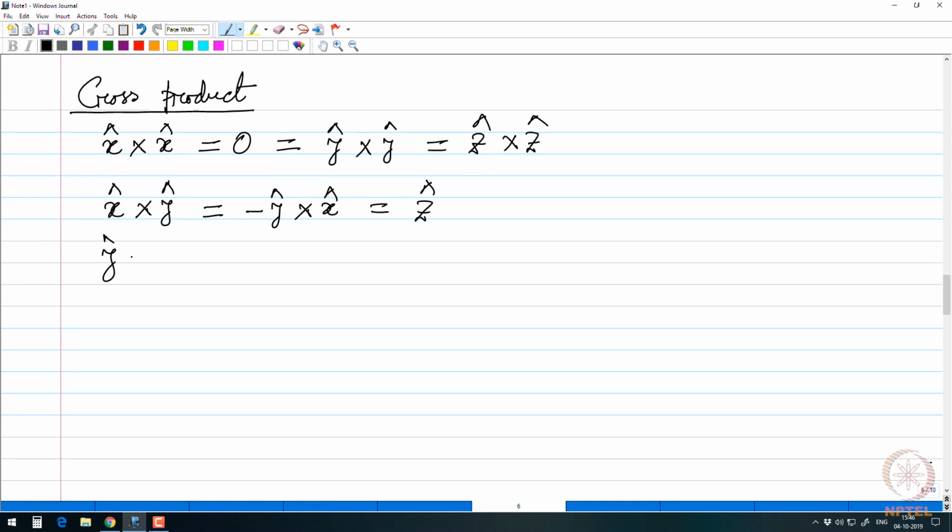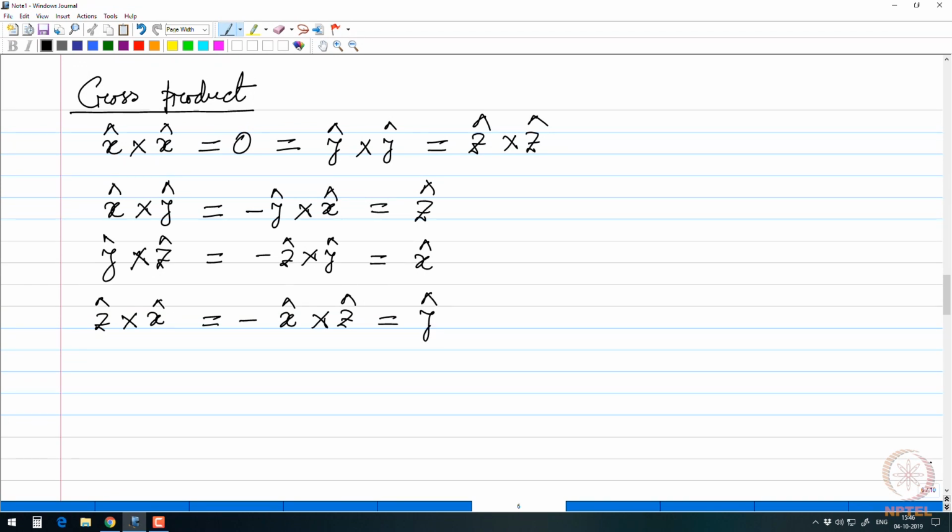Similarly, y cap cross z cap equals minus z cap cross y cap equals x cap, and z cap cross x cap equals minus x cap cross z cap equals y cap. This will be useful later for performing any cross product.